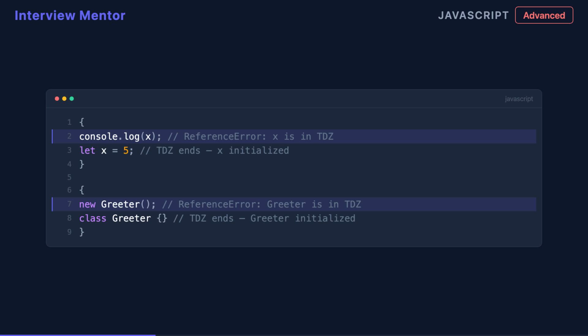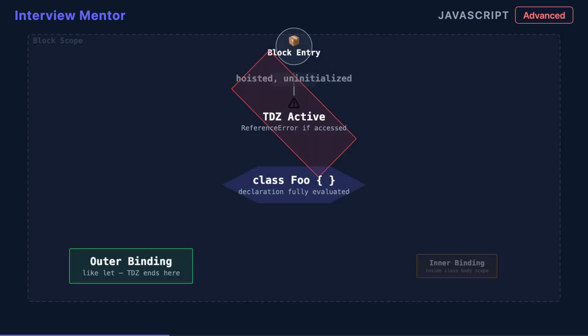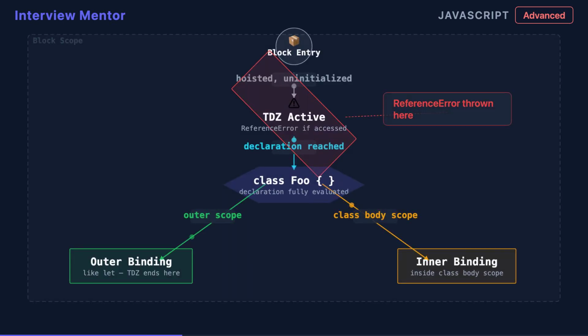This rule applies equally to both. Here's where class diverges from let. A class declaration creates two name bindings. The outer binding is in TDZ until the class definition is evaluated, just like let. But the class name also gets an inner binding inside the class body. That inner binding lets static methods reference the class name. It's a second TDZ, specific to the class body evaluation.